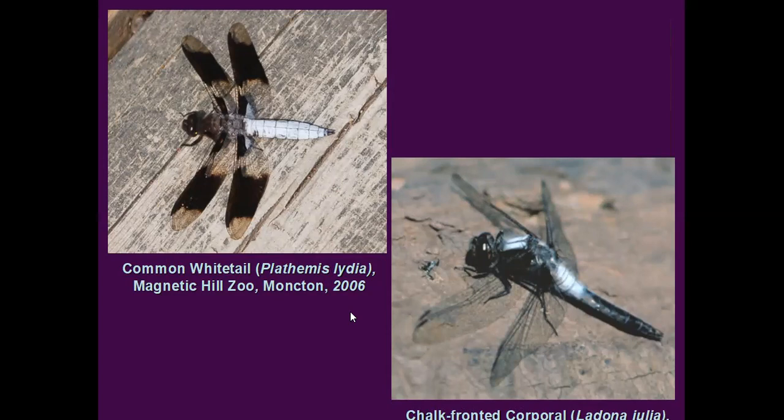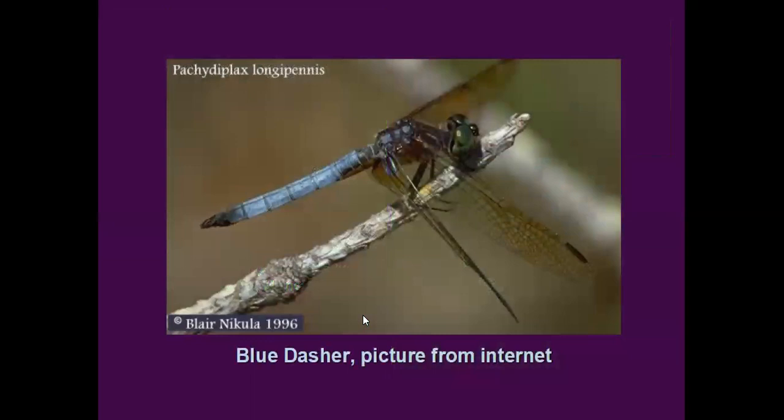And the chalk-fronted corporal is perhaps the most common dragonfly along lakes and beaver ponds in New Brunswick, so a super common species. The blue dasher is a species that's from the south, but it has been found in increasing numbers now in Nova Scotia and New Brunswick, so it's moving in.